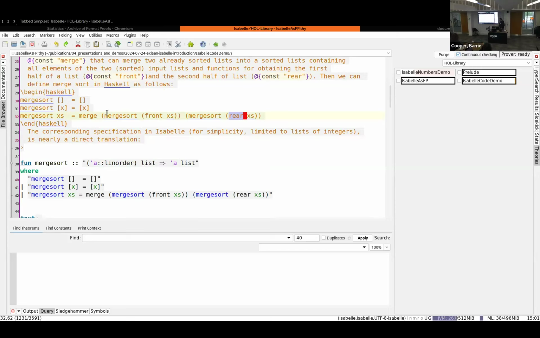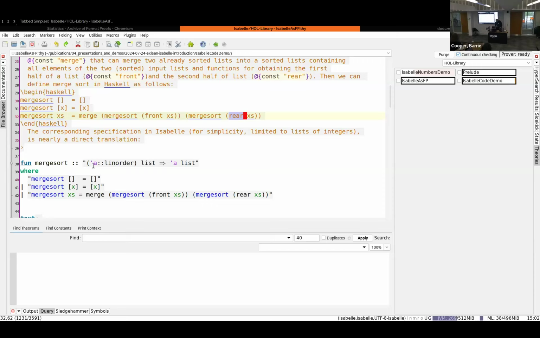Merge sort is a simple recursive function. And if I look at that Haskell implementation and then look at the bottom of my top window, the syntax highlighted Isabelle definition looks very much the same. It also looks very similar to what we see in Lean.